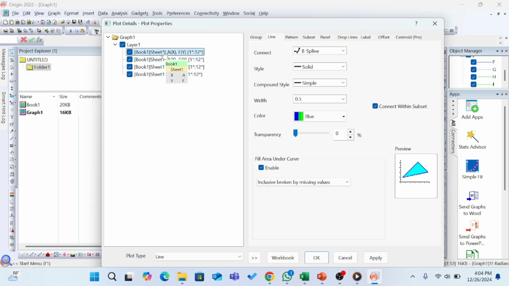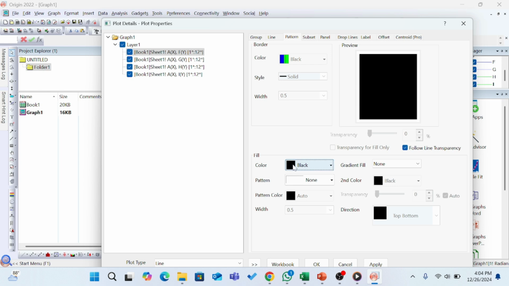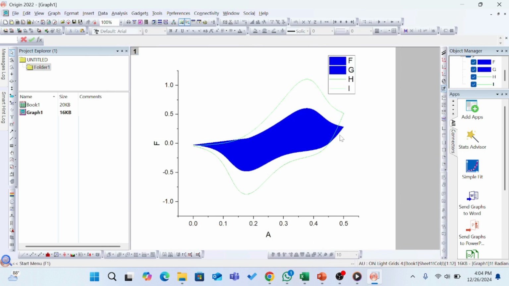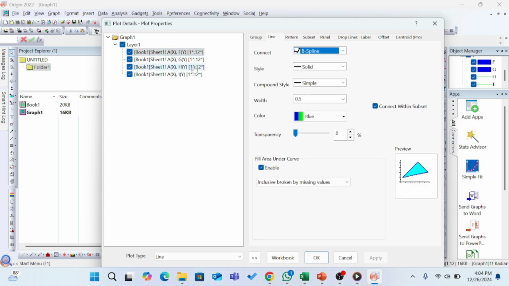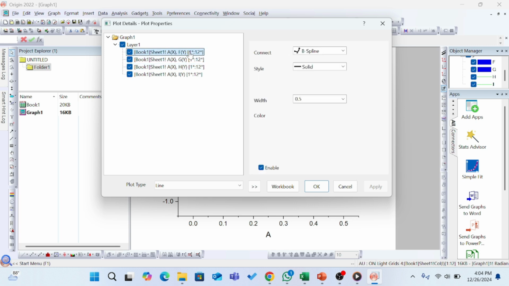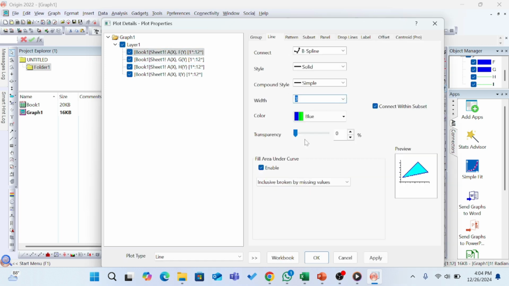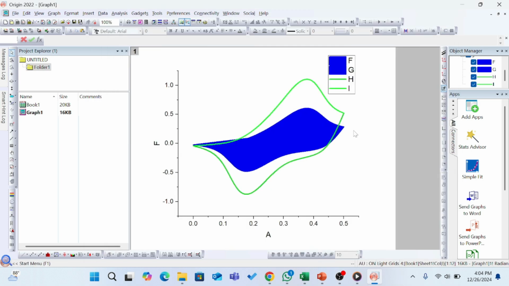Okay, the first one, and after here I want to change the pattern color from black to blue. Now it's become blue. So now I know that the blue color is the capacitive and the green color is my diffusion. We just want to make it easy, it's not formal, everyone can follow. I think it's not that fast. By doing this, you can know how to plot the contribution.